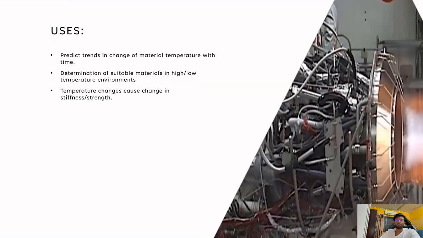Now, the use of this is to predict trends in the change of material temperature with time. We can use it to determine suitable materials to use in extreme weather temperatures, like in a combustion chamber, in a freezer, and in a boiler, because changes in temperature can cause a change in stiffness and also strength.